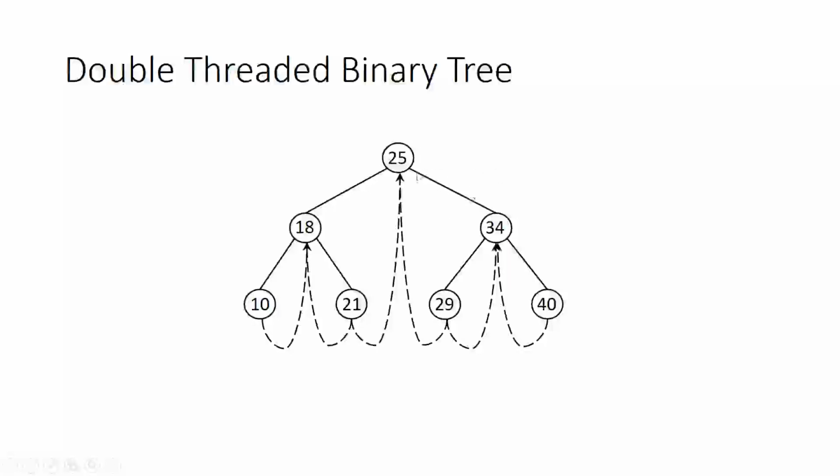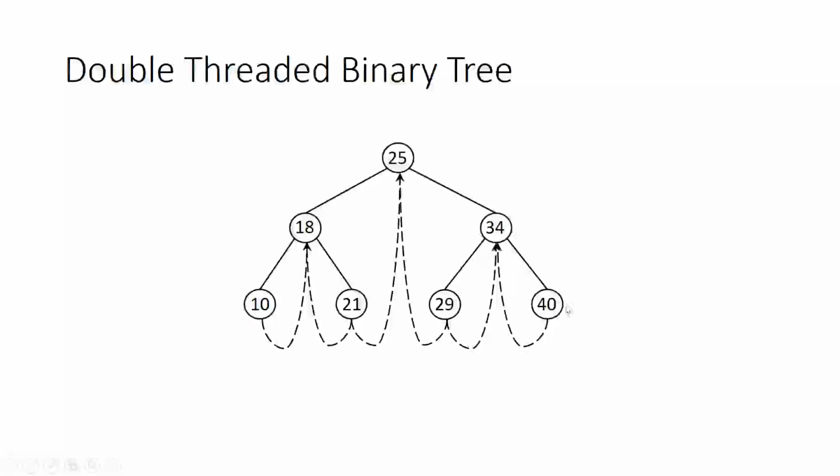Then 25 has both a left child and a right child, so no threads will exist. Similarly, 34 also has both a left child and a right child, so it will also not have any threads. Coming to 29, before 29, 25 comes in the in-order traversal. So the left thread of 29 will be connected to 25, and 34 comes after 29. So the right thread of 29 will be connected to 34.